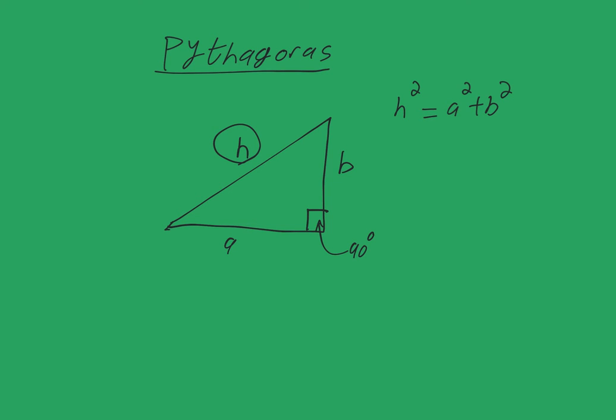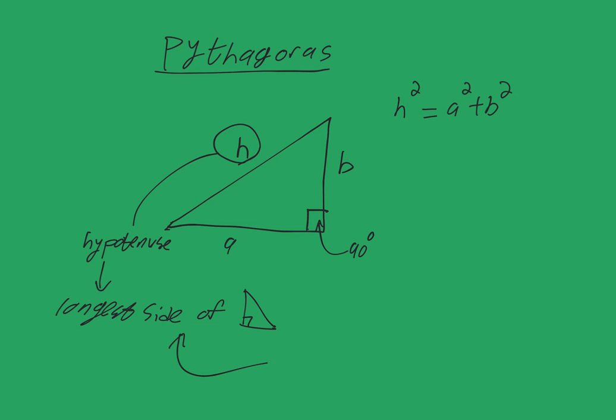Now, H here stands for hypotenuse, which is an important piece of terminology to know because the hypotenuse will always be the longest side of a triangle. And the hypotenuse will also be the side opposite to the 90-degree angle, as you can see illustrated in this example here.